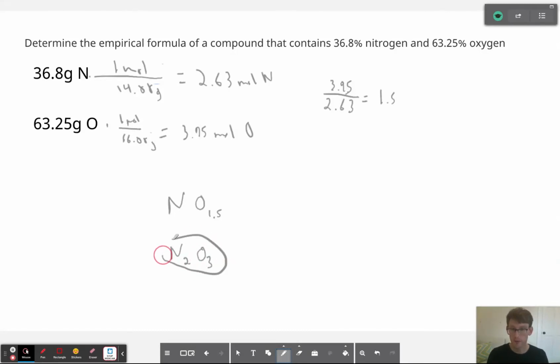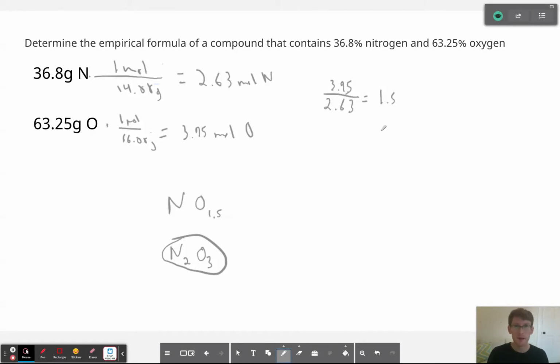This is our empirical formula because you can't have 1.5 atoms. You need to have the 3. So this kind of thing can come up. Obviously, we've seen this in the case of a 1.5 to 1 ratio.